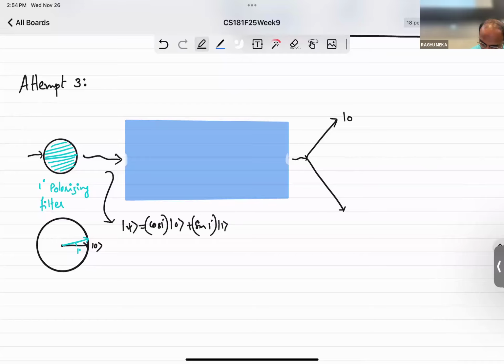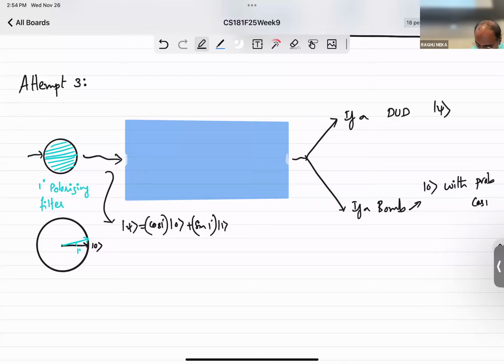I would see, if a dud, whatever comes through will just be psi again, nothing changes. And if a bomb, we will see 0 with probability cosine 1 degree squared, and an explosion with probability sine of 1 degree squared. And sine of 1 degree is a very small number, maybe 1 over 100 or something. So 1 over 100 squared is tiny. Much better. But there is a problem.